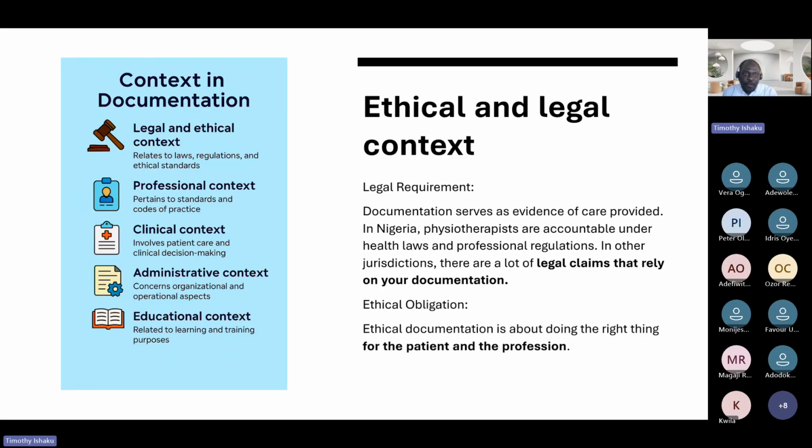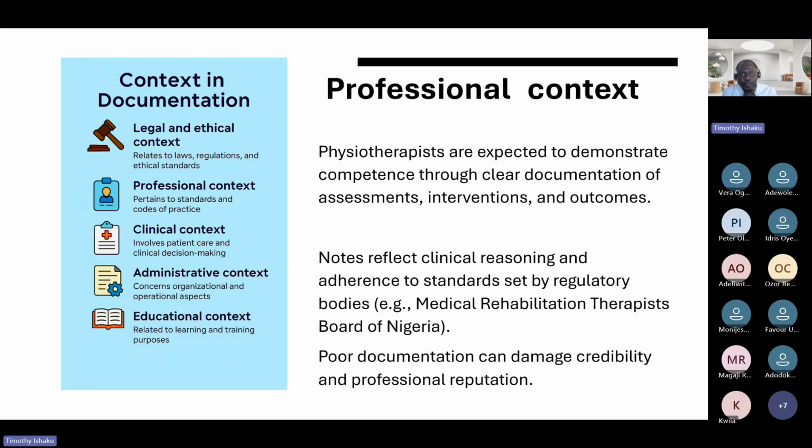And if you are working in private practice, I would say this is a very good opportunity. If you build that trust with your patient, a patient will trust you, bring more clients, and they will speak well of you.